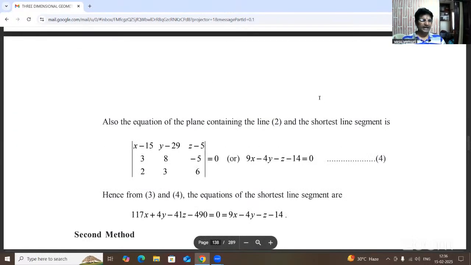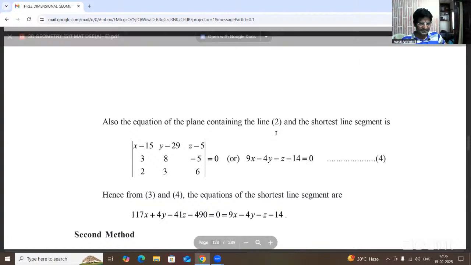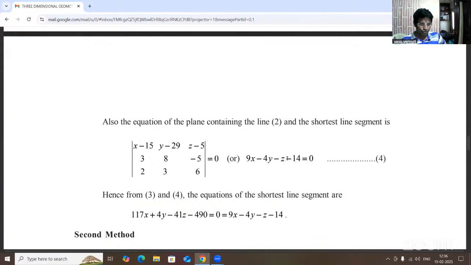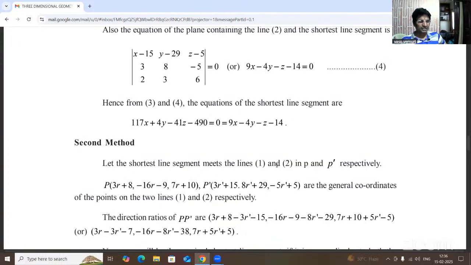In the same manner, for the second symmetrical line, the plane equation is the determinant of x minus x2, y minus y2, z minus z2, L2, M2, N2, with LMN values 2, 3, 6. That is the common line of intersection of the normals. So finally, we are getting 9x minus 4y minus z minus 14 equal to 0. There are two plane equations which give the equation of the line in non-symmetrical form.